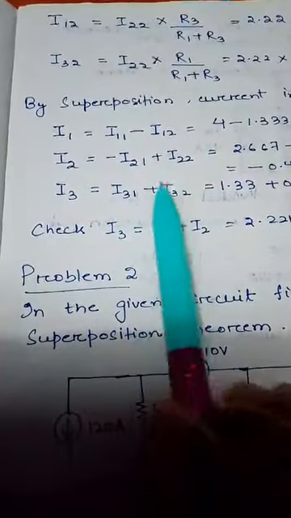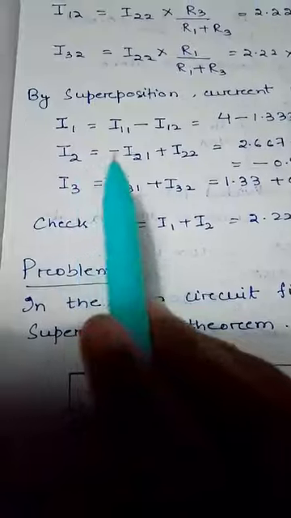So with the help of the superposition theorem, using one source at a time, we have found the current in each branch.